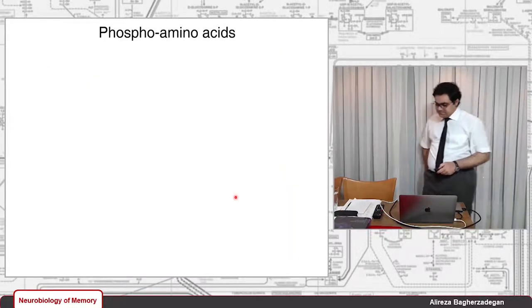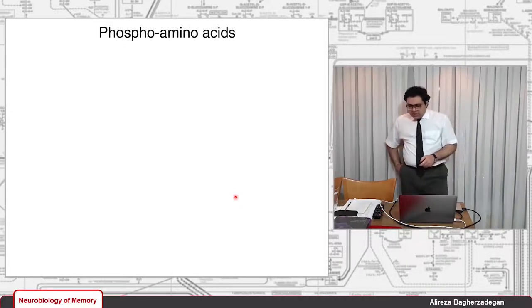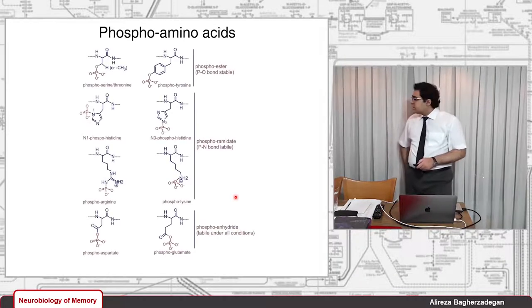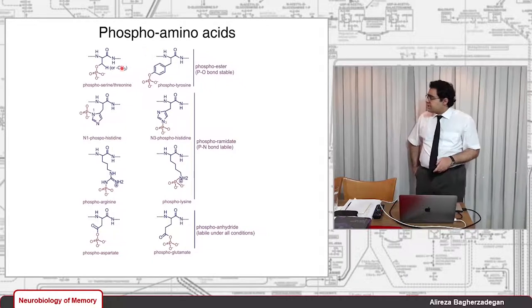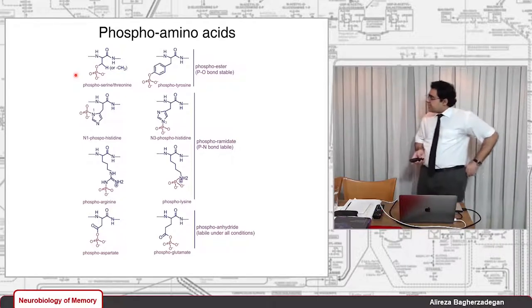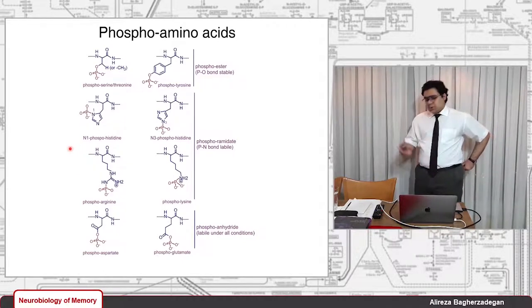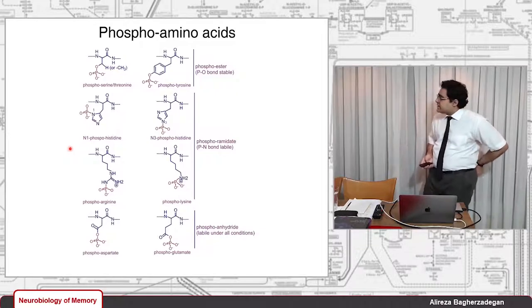Phosphoamino acids. Among the 20 amino acids, only 9 of them can get phosphorylated. And these are some of the examples. These are 8 of them. Cysteine is not shown here. It's also an amino acid which can get phosphorylated. So these 8 amino acids plus cysteine, which is not shown here, so in total, 9 amino acids can get phosphorylated.